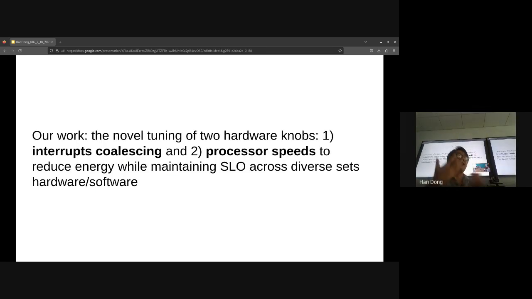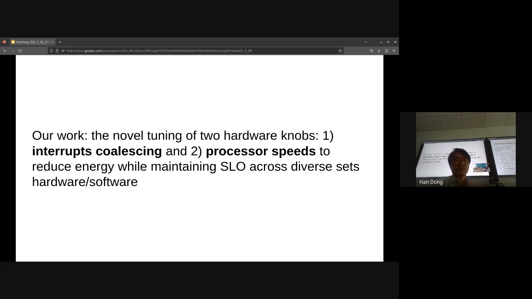And this leads into what my work has been about, which is that we found that there are actually these two hardware knobs that exist on all kinds of server hardware, which are interrupt coalescing and the speculative speeds, where you can actually reduce the energy that it's using to satisfy some requests while maintaining the SLO.